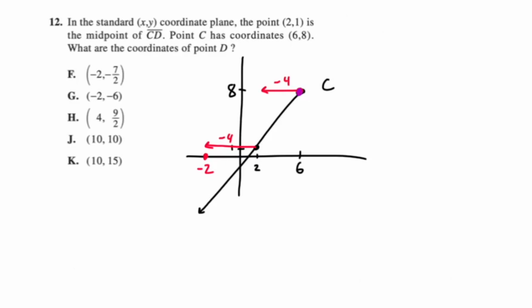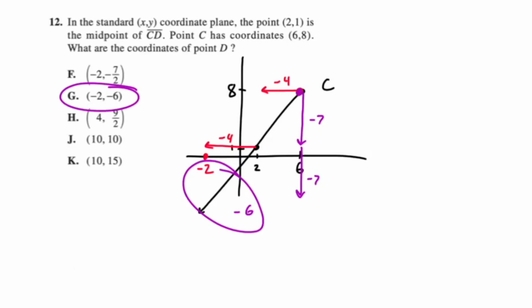So again, starting at C, to go from the first point to the midpoint, we had to go from 8 to 1. So that was down 7. And if we go from 1 down another 7, 1 minus 7 is negative 6. So the coordinate is negative 2, negative 6. So the answer is G. And this falls under the categories geometry and modeling.